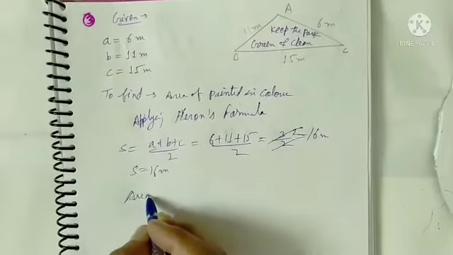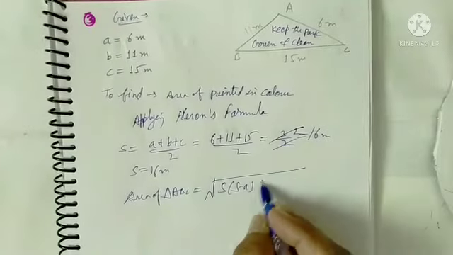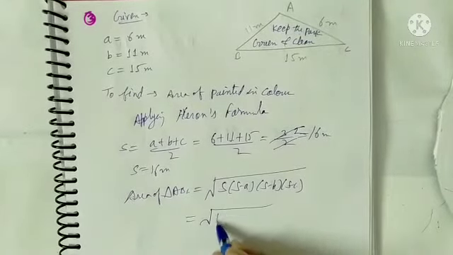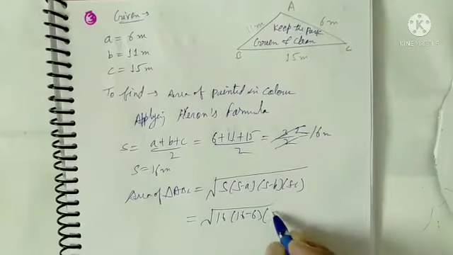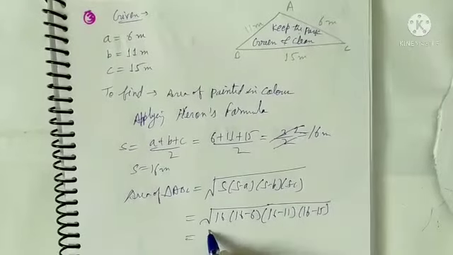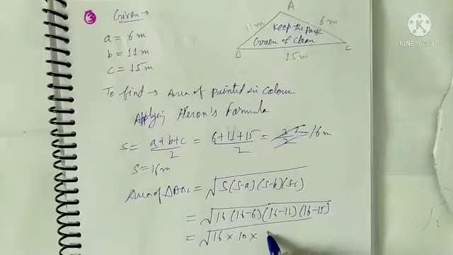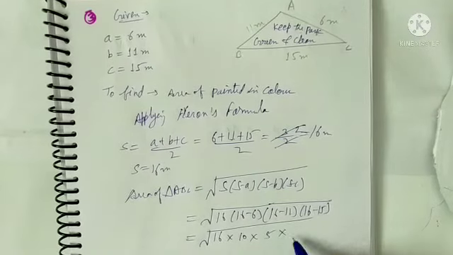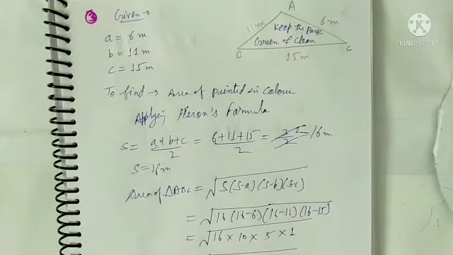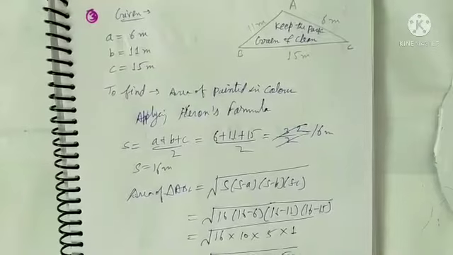Now take out the area. The area of triangle ABC is equal to under root S minus A, S minus B, S minus C. Now write the value of each: 16, 16 minus 6 for A, 16 minus 11 for B, and 16 minus 15 for C. Under root 16 multiply 10 multiply 5 multiply 1. Now 16 is 4 into 4, and 10 is 5 into 2.